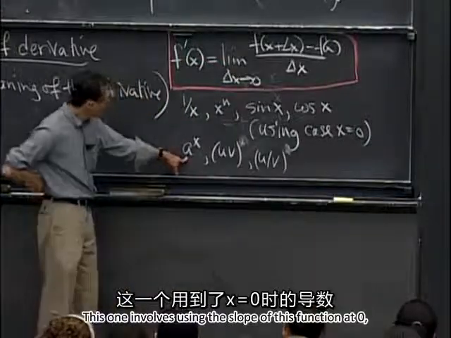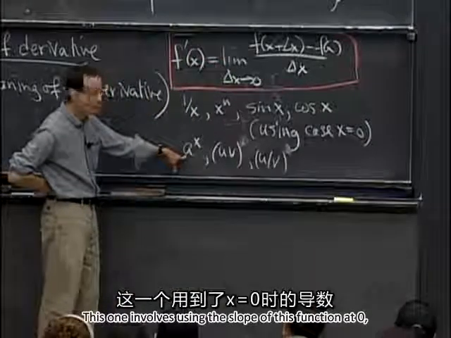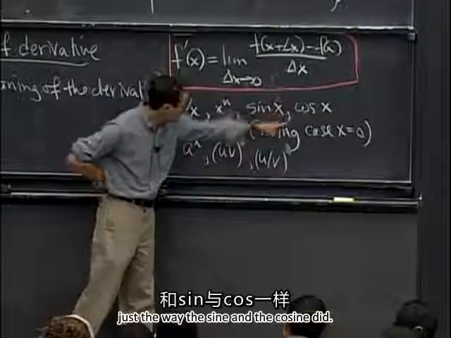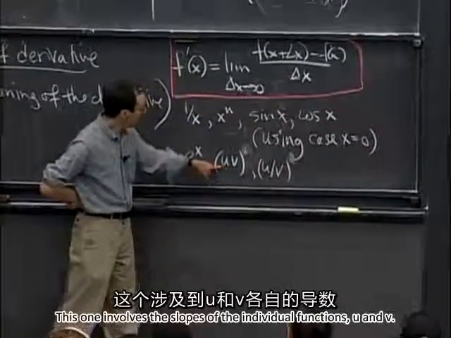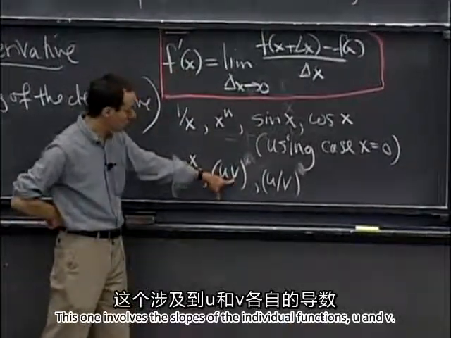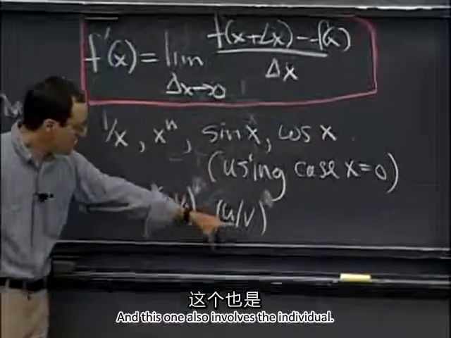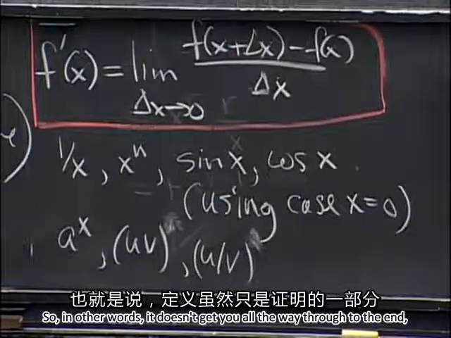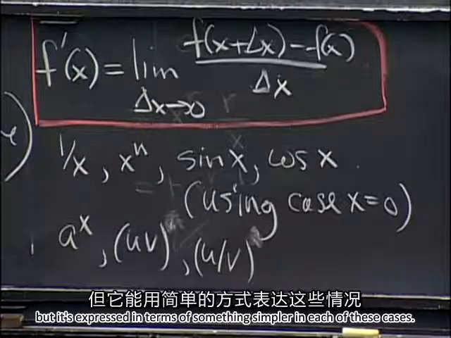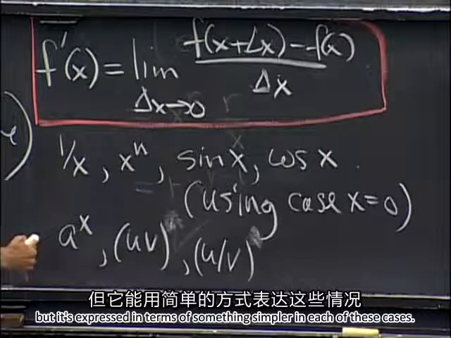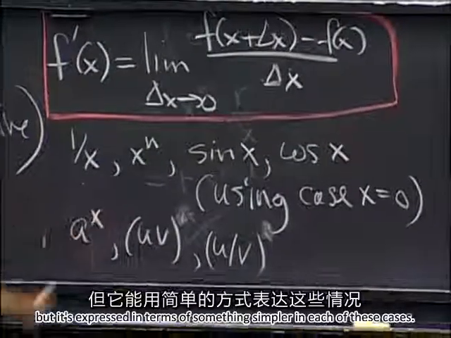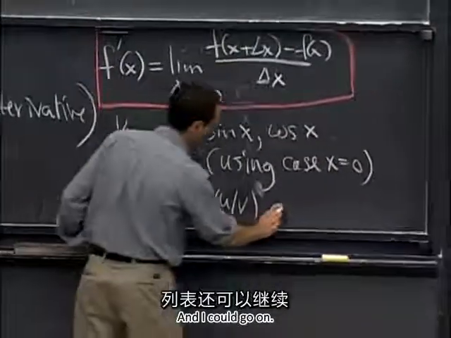This one involves using the slope of this function at 0, just the way the sine and the cosine did. This one involves the slopes of the individual functions, u and v, and this one also involves the individual ones. So in other words, it doesn't get you all the way through to the end, but it's expressed in terms of something simpler in each of these cases. And I could go on.